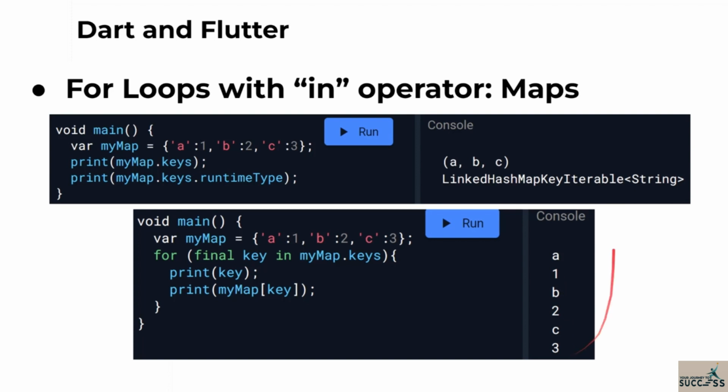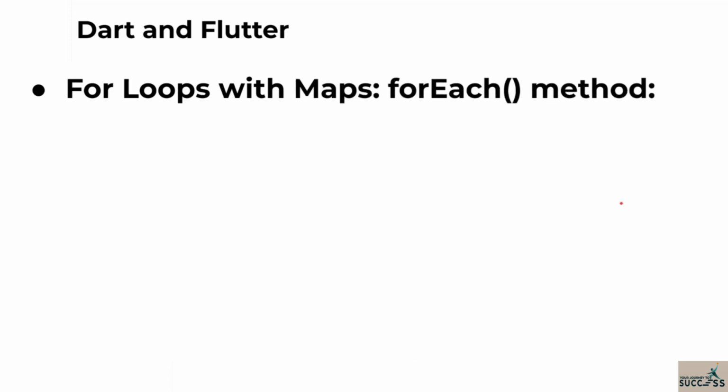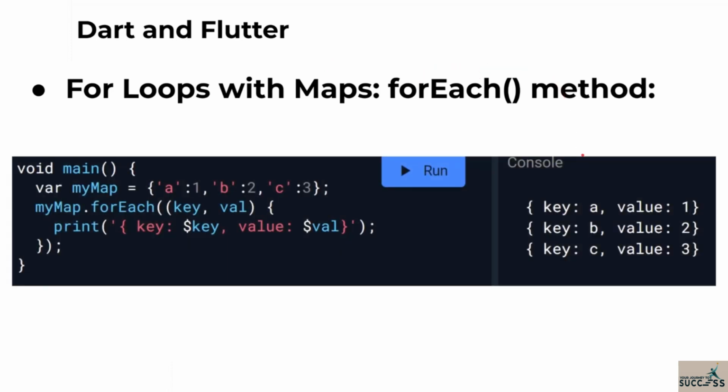So that is one way to iterate through maps using mymap.keys, and you essentially treat that as a list or set of the keys. It's this special linked hash map key iterable object. I also want to point out that because looping through maps is common, there's this special method called forEach. If we take a look at forEach, this is essentially a built-in for loop. So you don't actually use the common for notation. So you don't say for blah, blah.